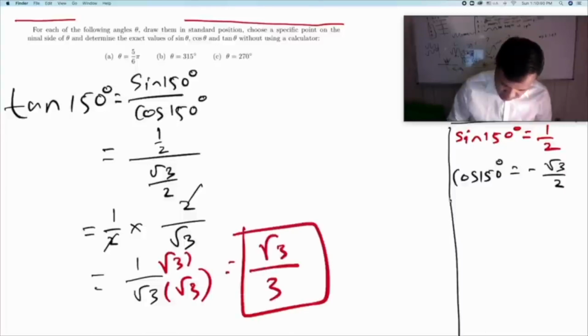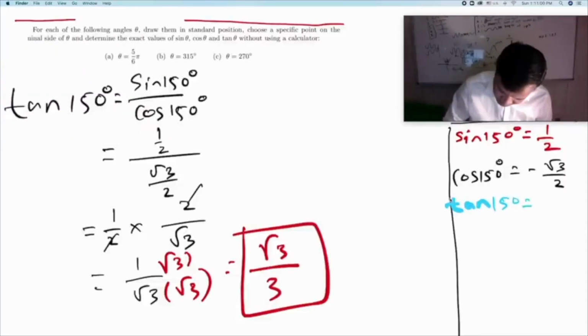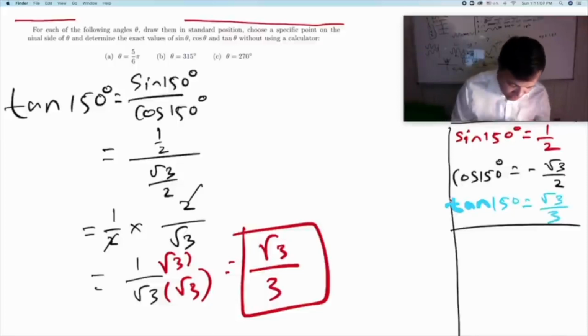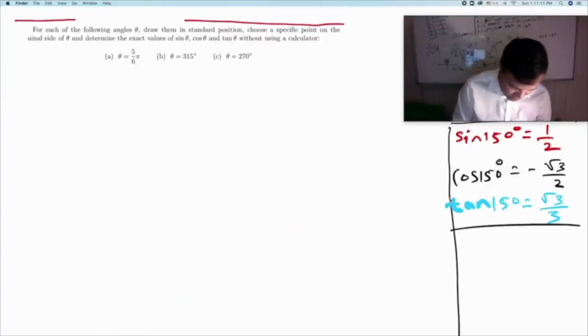So tangent 150 is square root of 3 over 3. Alright, so we're done with the first one. Now we're going to do the second one.